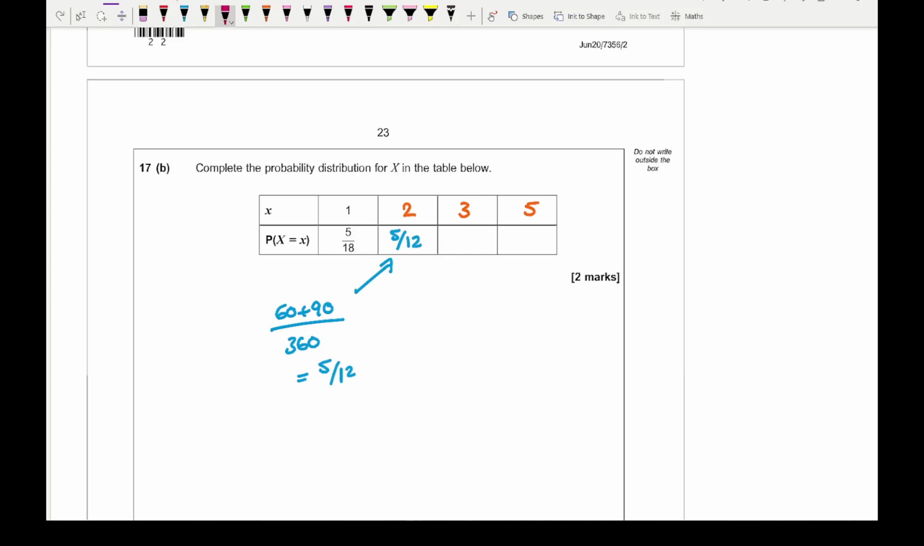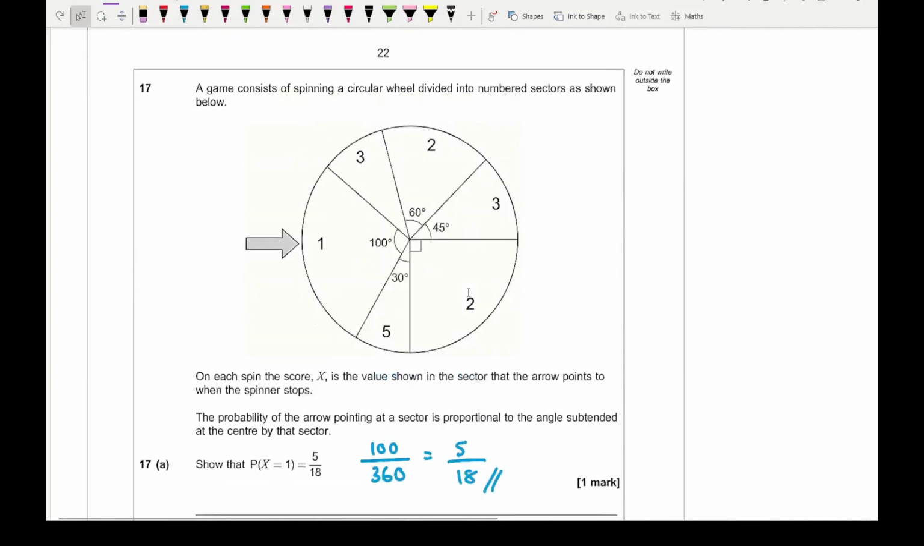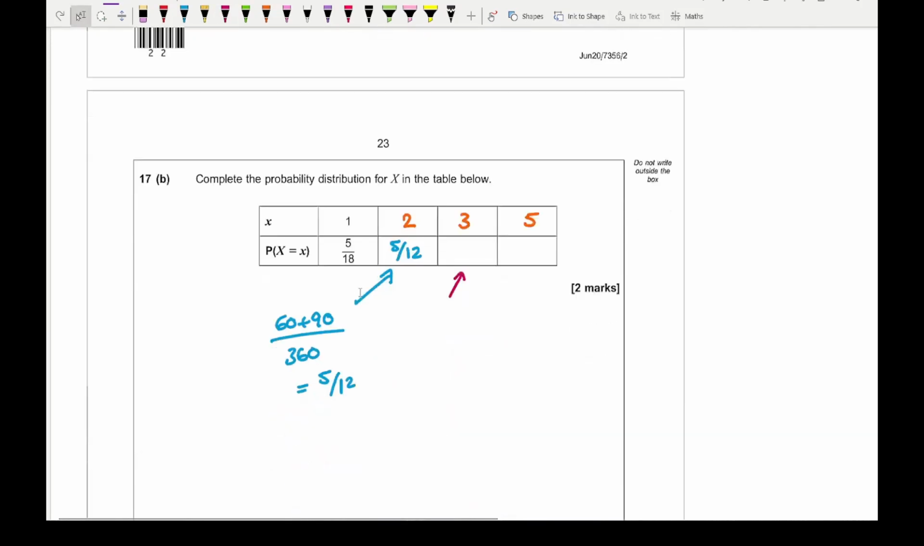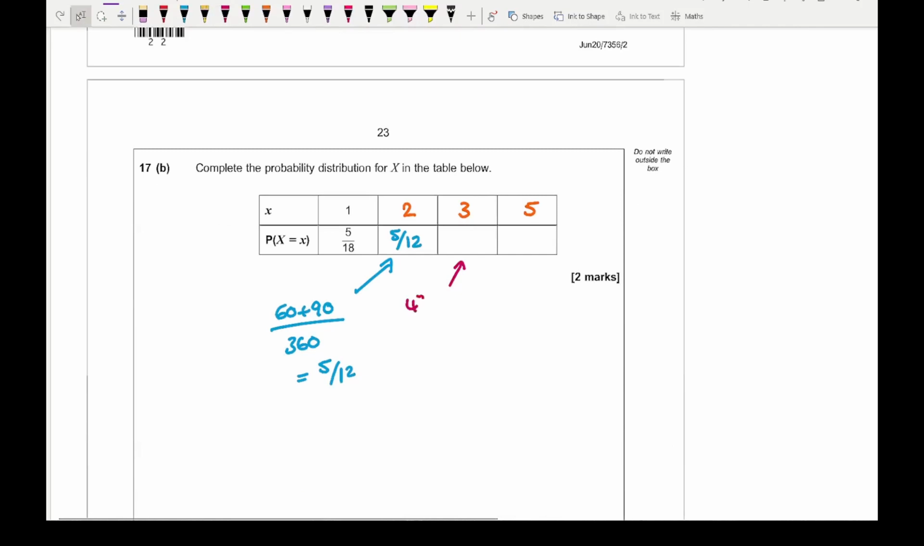Then for 3, well, there's two sections for that. So if we just go back, that's going to be 45 and whatever this missing angle here is, which is going to be 35. So if I just write down that as 35. Now how I've got 35 is just simply adding up all the known angles, taking away from 360, and that gives me 35. So this angle here is going to be 45 plus 35 over 360, and that simplifies to give me 2/9.